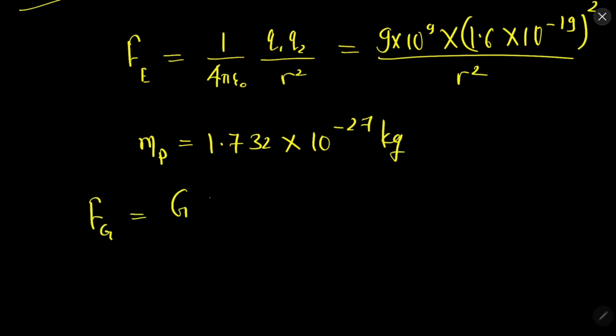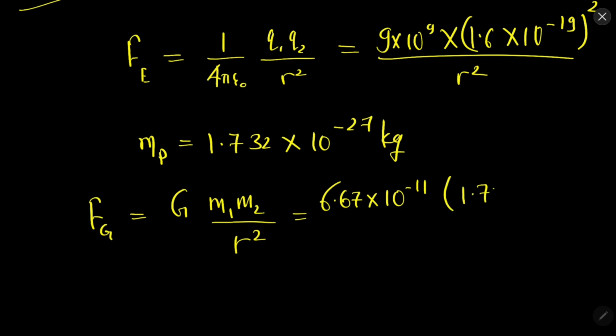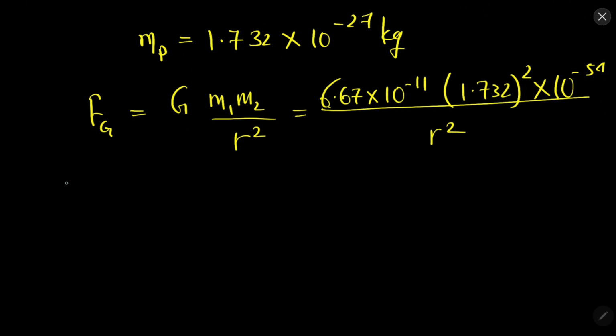Gravitational force will be G m1 m2 upon r square, so it will be 6.67 into 10 to the power minus 11 into 1.732 square into 10 to the power minus 54. Square is there, so r square. So let's take the ratio. R square will get cancelled out, so I am directly writing this.